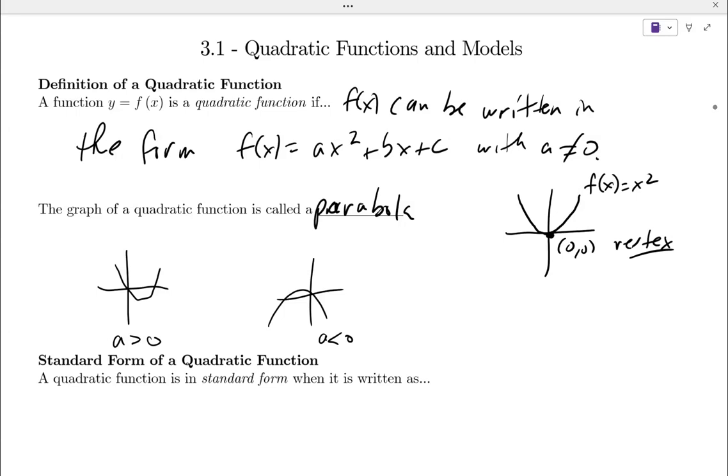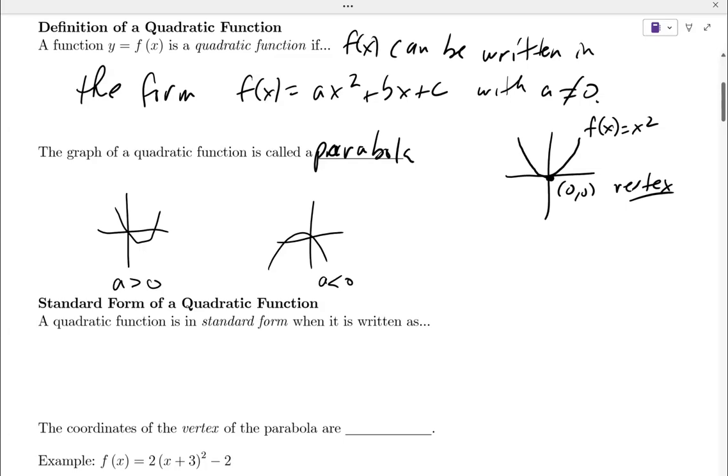Think about your transformations. If I multiply by a constant outside the squaring or inside the squaring, is that going to change where the vertex goes? If I do a stretch or a compression, either vertically or horizontally, does that change the vertex? No. The only thing that's going to change it is left, right, up, down, right? So that's what the standard form is going to help us with for a quadratic function.